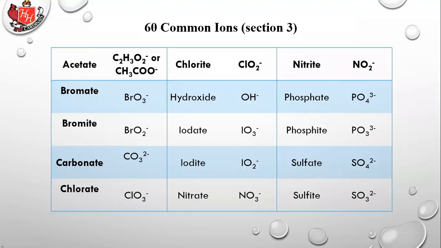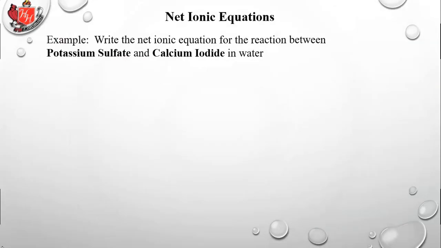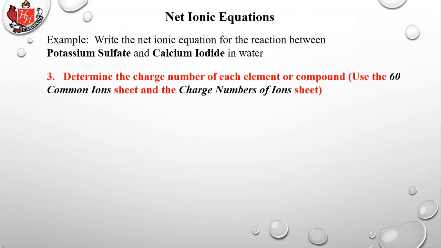Okay, there again is the sheet of the 60 common ions that you would need to do that. And there's the charge numbers by ion sheet. You're going to need that. So you should have these out. So step 3: Determine the charge number of each element or compound. Use the 60 common ion sheet and the charge numbers by ion sheet. So let's go through and identify those.